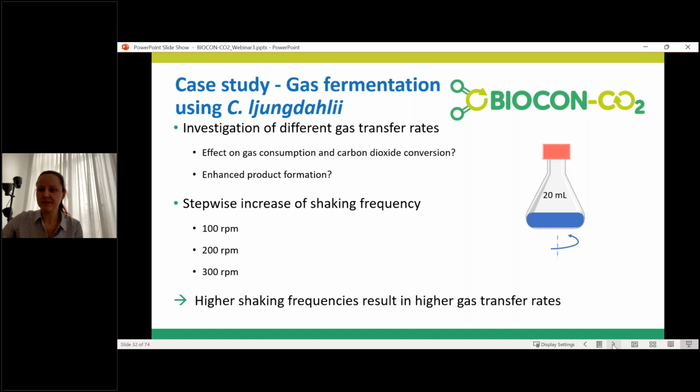So how did we do this? The system is a shake flask system, and by just easily increasing the shaking frequency in your shake flask, you're also increasing the maximum gas transfer rate. This is what we've done, and I will show you in the next slides.